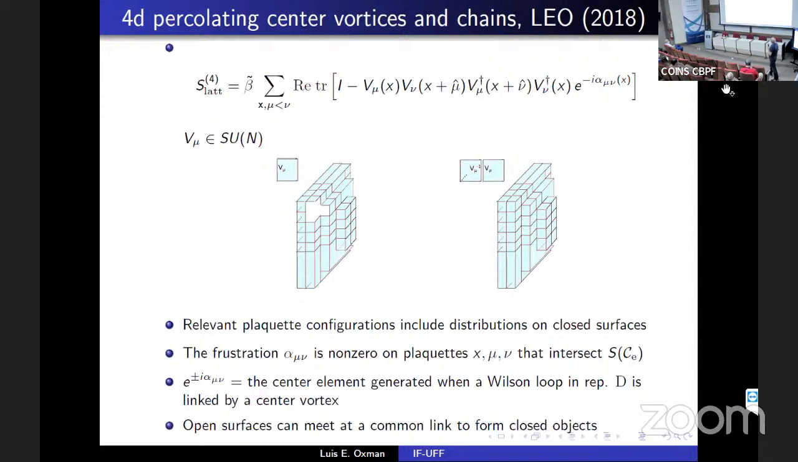Here in 2018, I proposed a model based on the lattice, where you generate closed surfaces. These closed surfaces are center vortices. In the model, which is given by the Wilson action for SUN variables, you have some frustration. This frustration is designed to generate a center element every time the closed surface links a given Wilson loop. So this is designed to generate an average of center elements, okay?